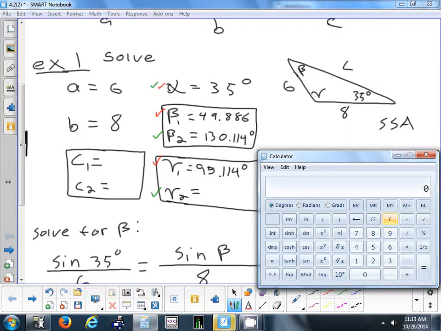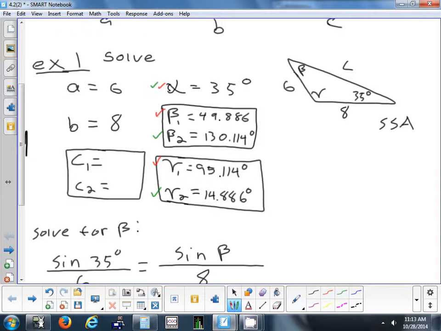Sam, what two angles am I going to use to find gamma 2? Alpha and beta 2. Yep. So take 180 minus 35 minus 130.114. So we get 14.886. So now we have gamma 1 and gamma 2. Again, it shouldn't seem like we're doing anything harder. We're just doing the same thing twice. It takes longer.